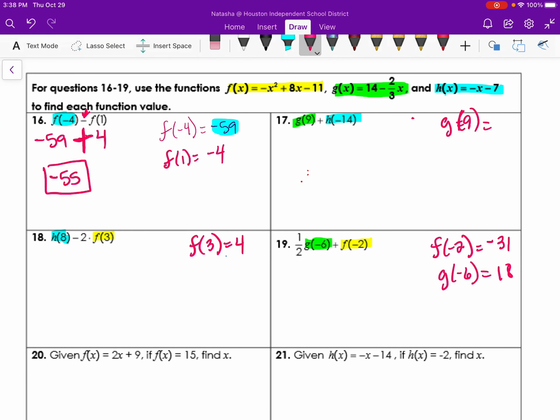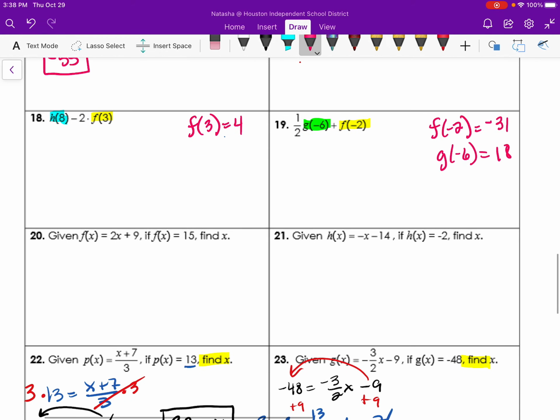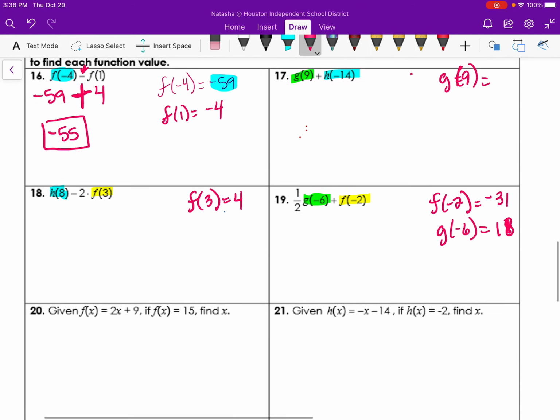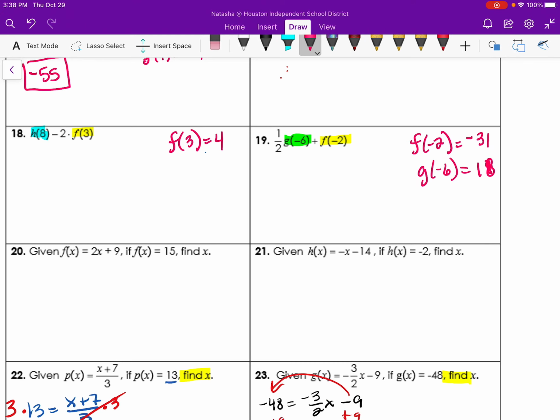And then g of 9, I'm going to go ahead and let you finish that one out. I'm going to go ahead and do number 19 and finish that one for you, and then you will do 17 and 18 on your own. You should be able to handle it from there.